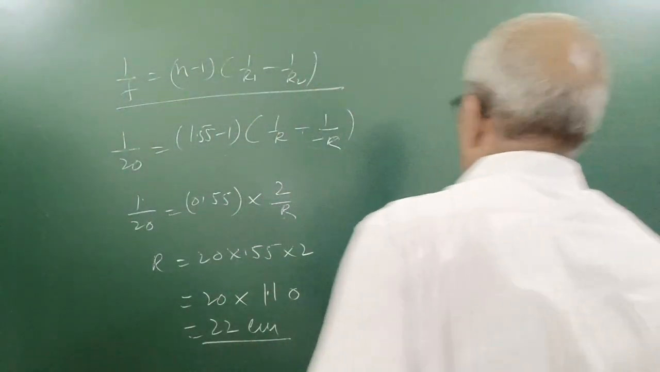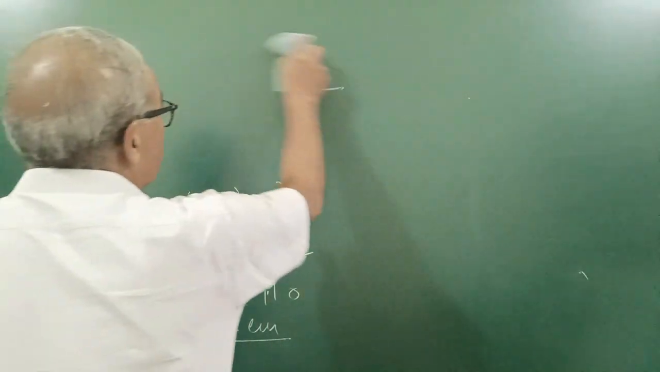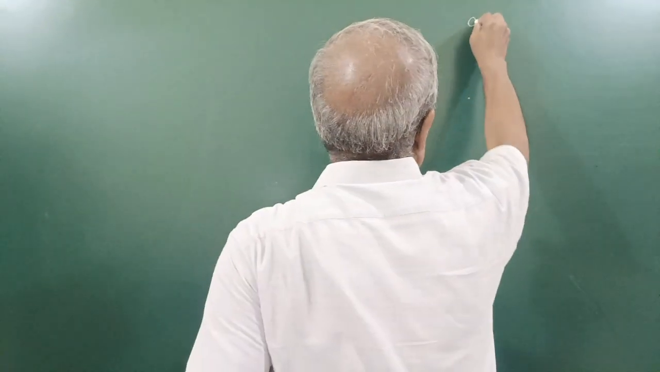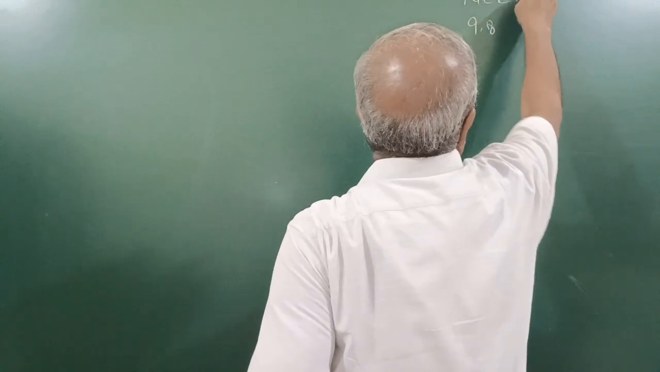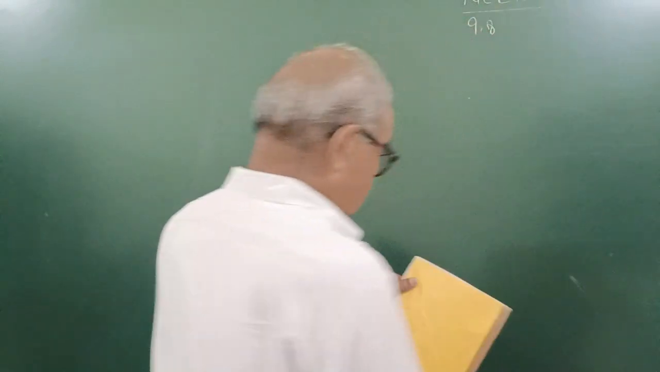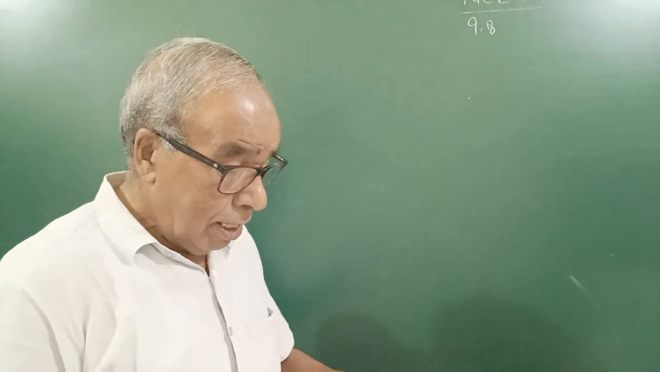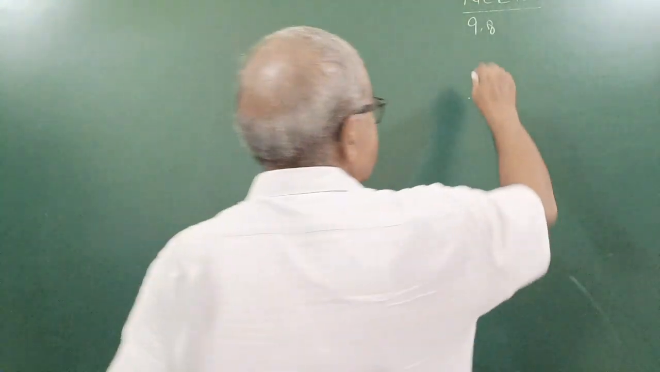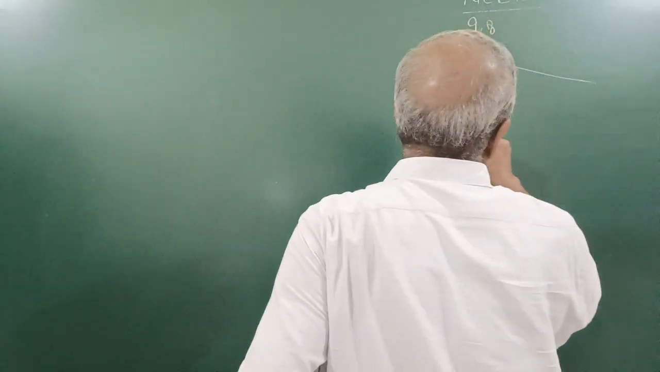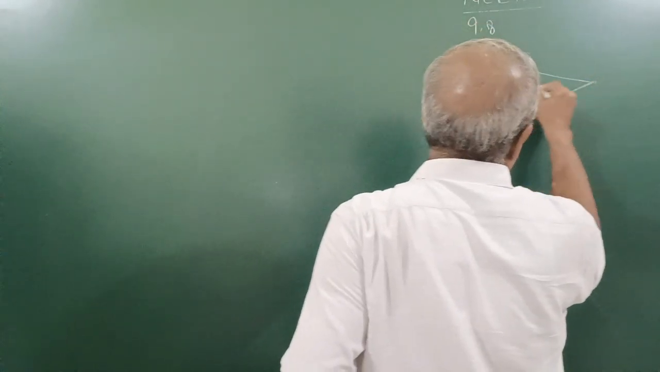The 9.8 question is there. NCERT, please have the NCERT book with you. The question says a beam of light converges to a point. A beam converges to a point P here.